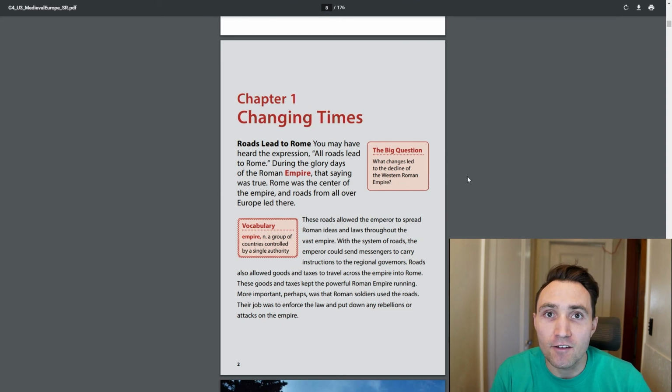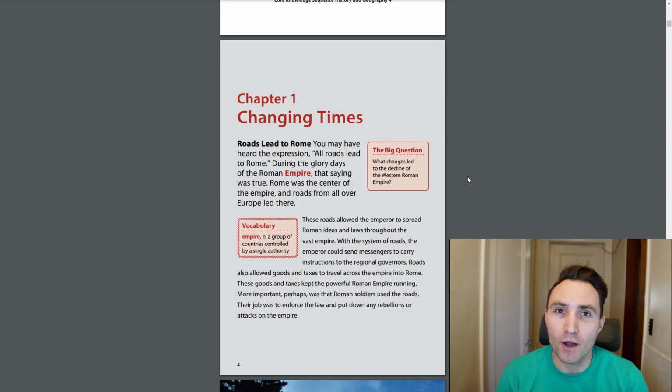Like I said a few moments ago, let's bring up the big question. All right, what does the big question say? Can you guys find it and read it with me? It says, what changes led to the decline of the Western Roman Empire? So as we read chapter 1, look for things that led to the decline of the Western Roman Empire. And what does decline mean? And what does it mean in regard to Rome?